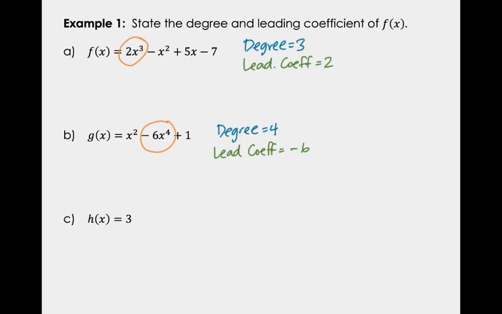The last one, I'm being kind of tricky here. This is h of x equals 3. That's really the line y equals 3. It's just a horizontal line.